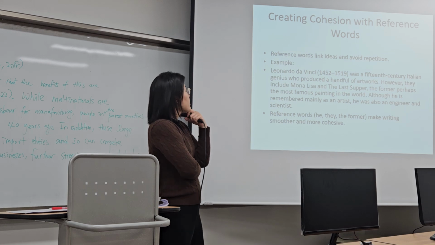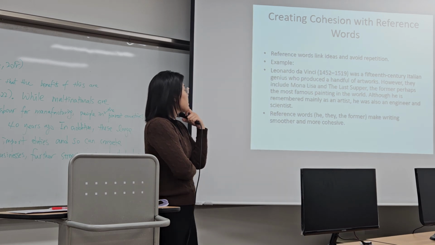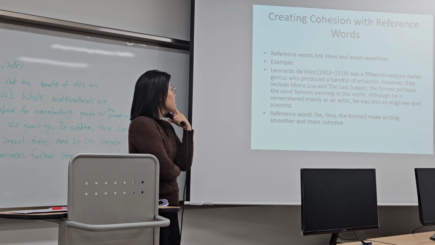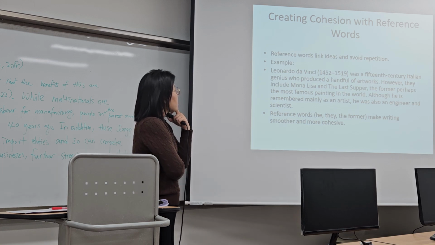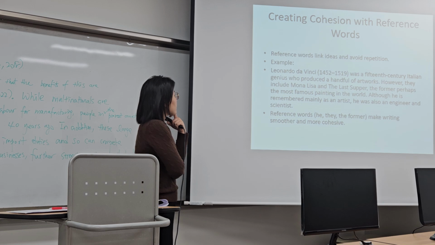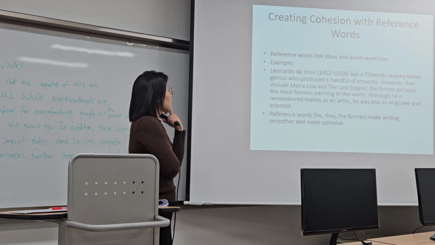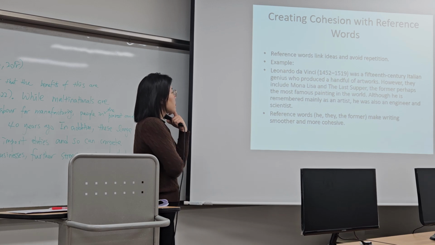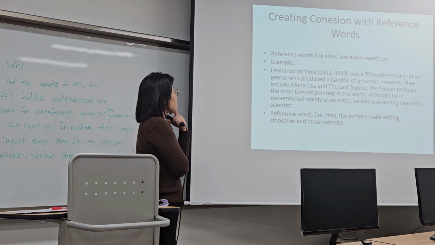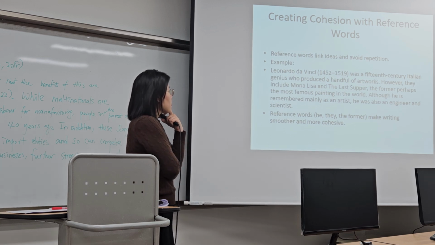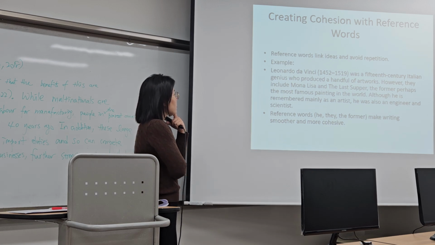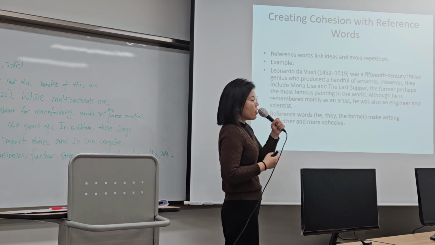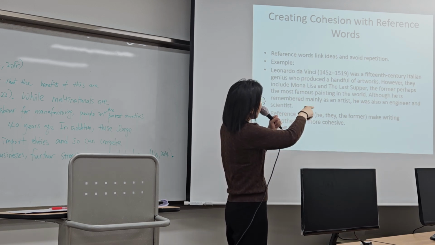Reference words link ideas and avoid repetition. Example: Leonardo da Vinci was a 15th century Italian genius who produced a handful of artworks. However, they include Mona Lisa and the Last Supper, the former perhaps the most famous painting in the world. Although he is remembered mainly as an artist, he was also an engineer and scientist. So how many pronouns do we have in here? They, he, and they. He and they, yes.